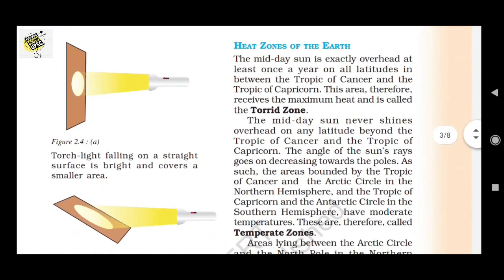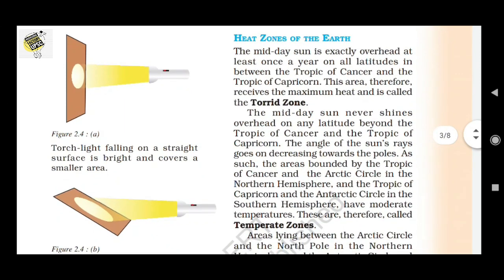Next we are moving to the next topic, that is heat zones of the earth. The midday sun is exactly overhead at least once a year on all latitudes in between the Tropic of Cancer and the Tropic of Capricorn. So note the point that the midday sun is exactly overhead at least once a year on all latitudes in between the Tropic of Cancer and the Tropic of Capricorn. This area therefore receives a maximum amount of heat, and it is known as the torrid zone.